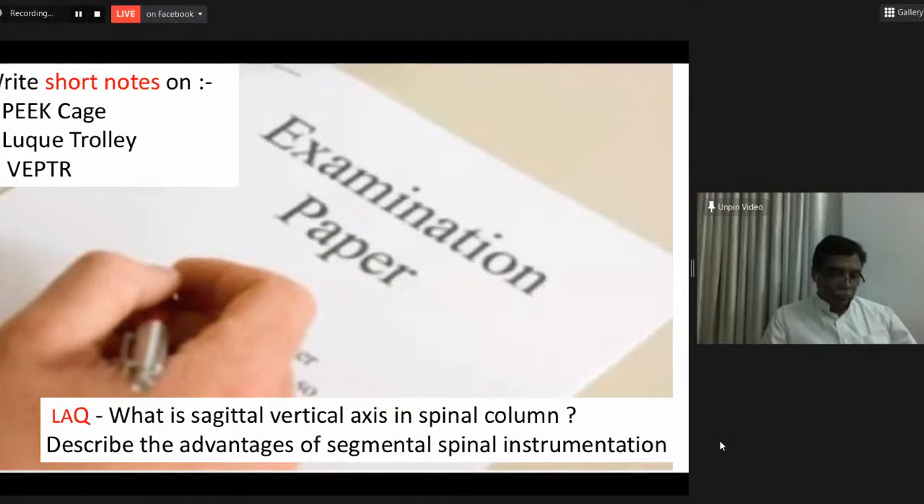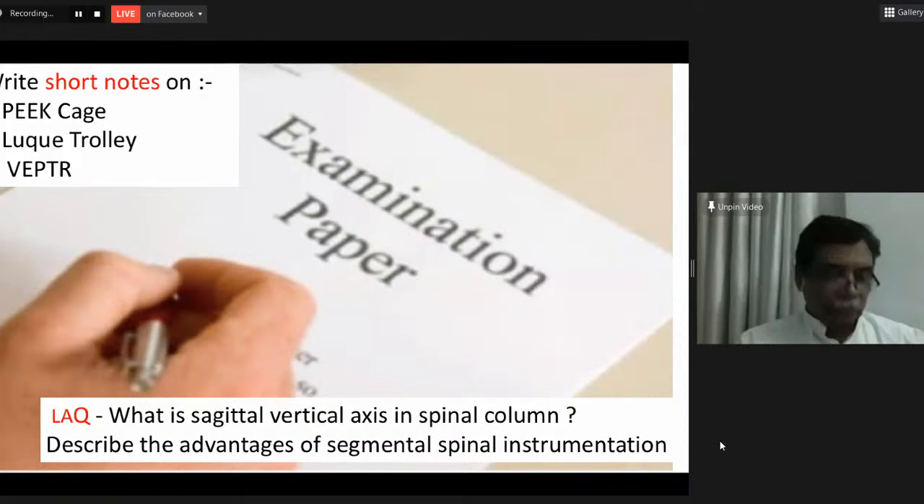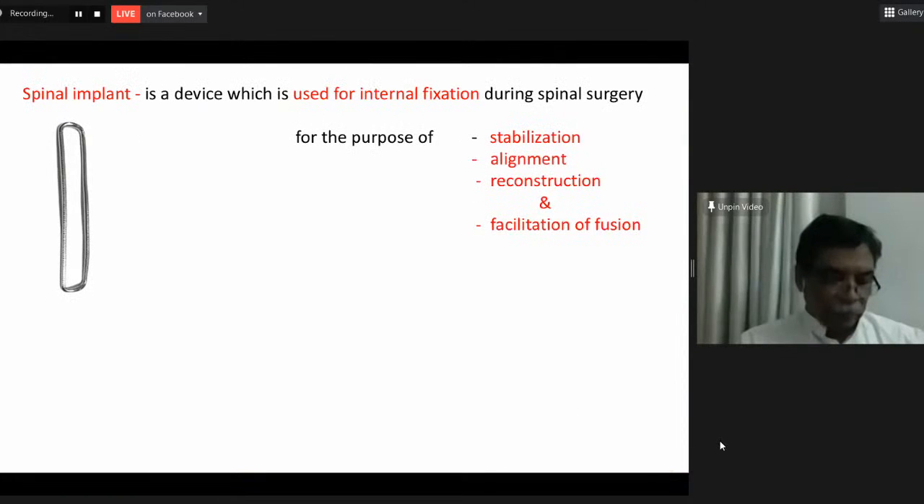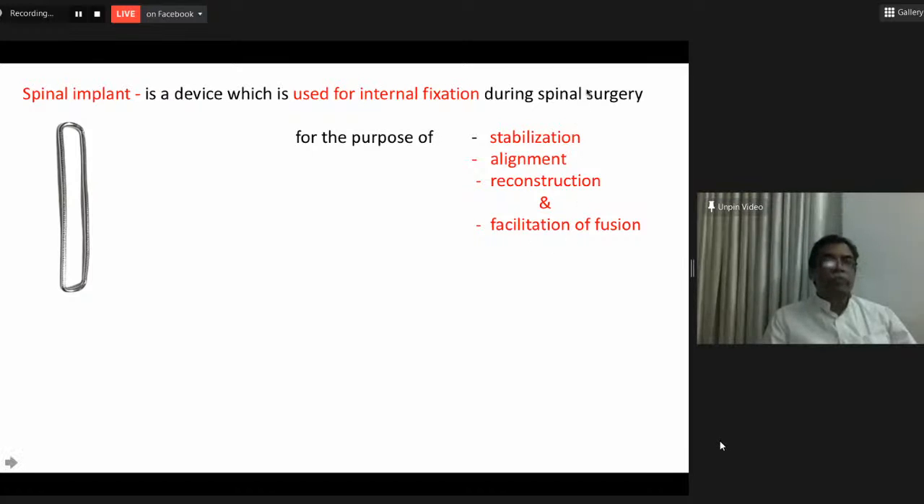So in theory exam, you can have questions related to short note, and sometimes long question can also be asked, and we should be ready with that. Now, if you see the spine implant, which is very widely used, but if someone asks you what is that, then you are not able to answer it, and you should try to answer that question very nicely.